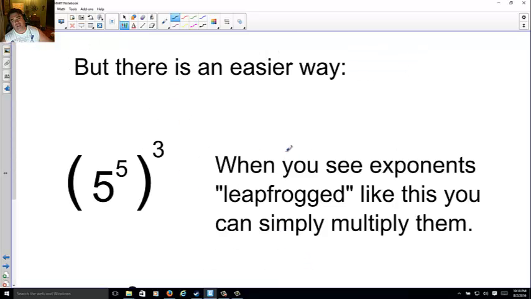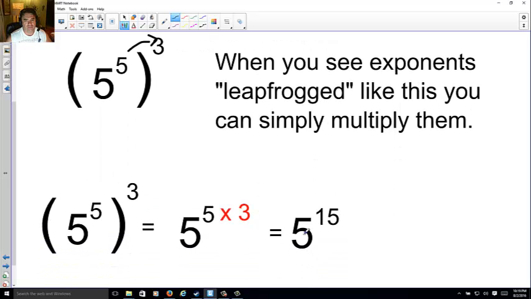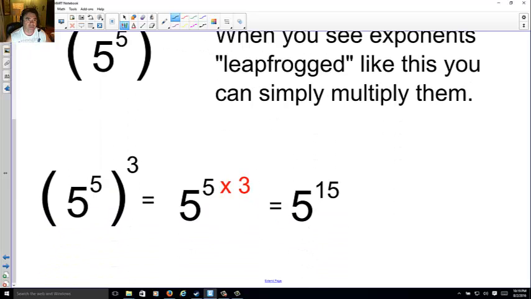But there's an easier way. Whenever you see exponents leapfrog, in other words, an exponent of an exponent, you can simply multiply. So instead of doing all that nonsense with 3 sets of 5 to the 5th, and each one having 5 5s, why don't you just take 5 times 3 and make 15? And make it a lot easier on yourself.